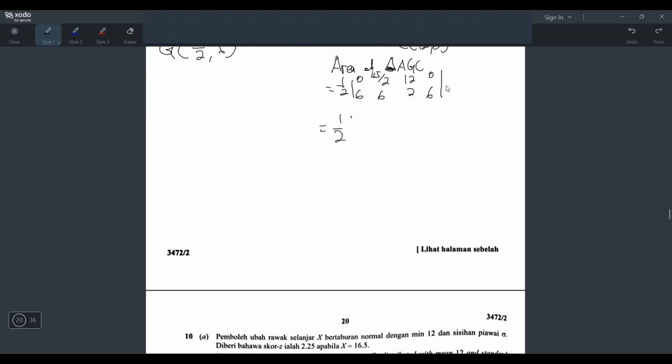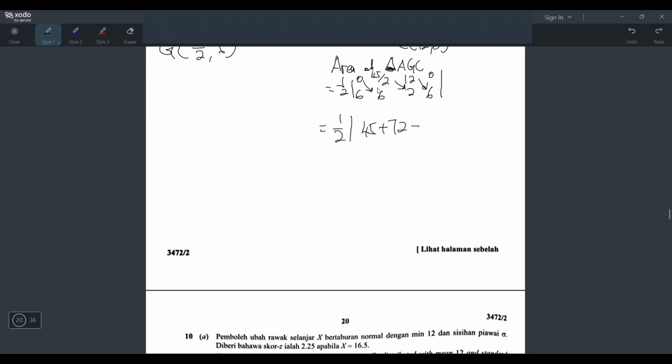So now we will start to darab. But when we darab, we have to darab silang and we have to start dari nombor atas, which is 0. So darab silang 0 times 6, 0. Tapi 0 tak payah tulis. And then plus 45 over 2 times 2, 45. And then plus 12 times 6, 72. And then minus. Why suddenly minus?